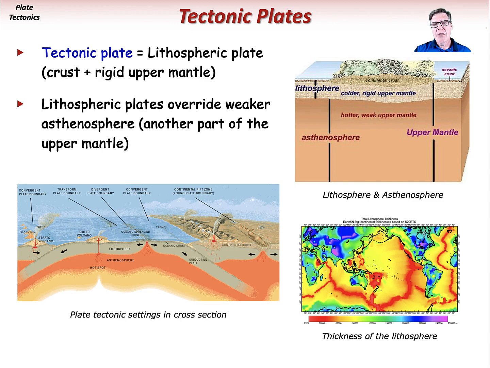So these lithospheric plates override weaker asthenosphere, and that's the deeper part of the upper mantle, just below the lithosphere. The asthenosphere is weak because at these depths it is under such pressure and temperature that it actually partially melts. This 1 to 2% partial melting weakens the asthenosphere enough to allow the more rigid lithosphere to move over it.